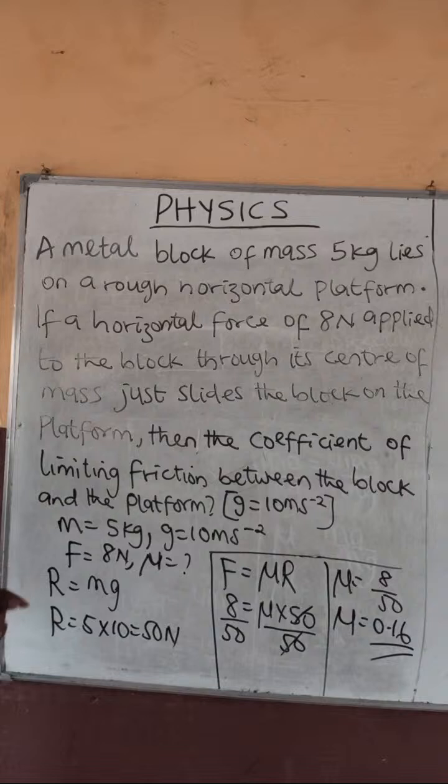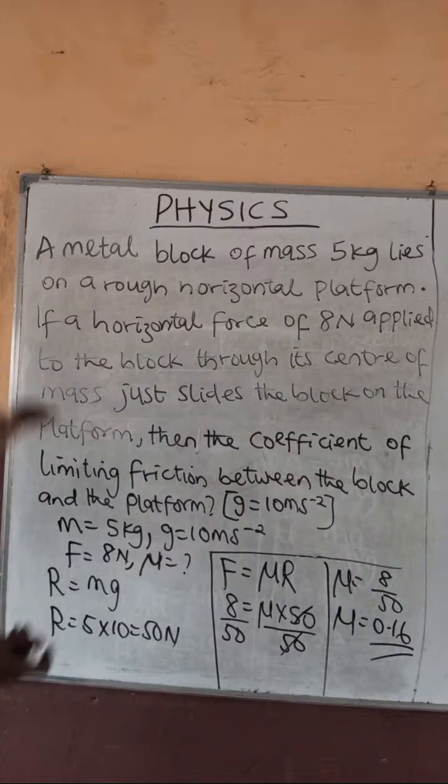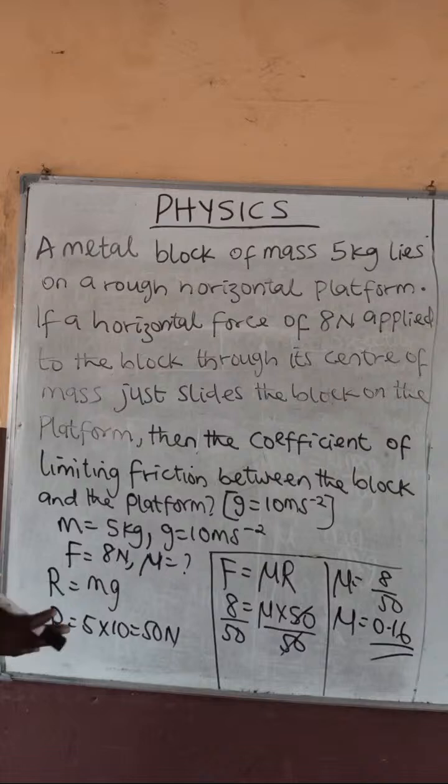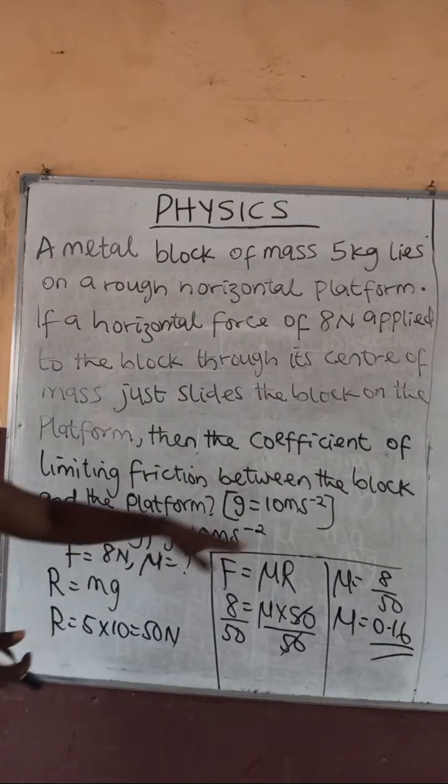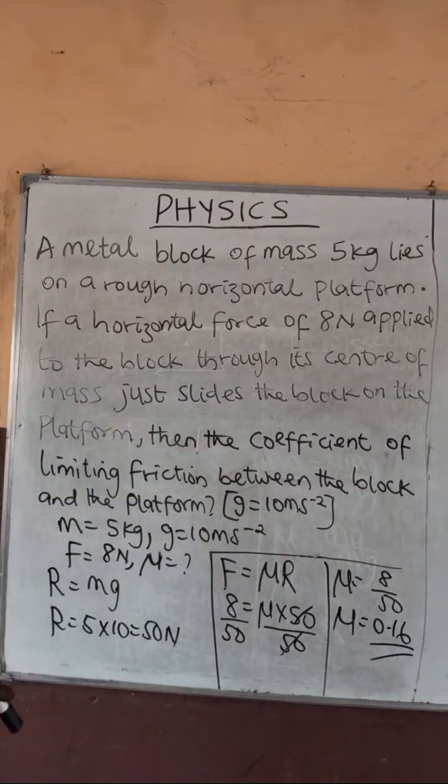A metal block of mass 5 kilograms lies on a rough horizontal platform. If a horizontal force of 8 Newton is applied to the block through its center of mass, just slide the block on the platform, then the coefficient of the limiting friction between the block and the platform is what we are looking for. Do you understand? Now, I added that g is equal to 10 meters per second square.